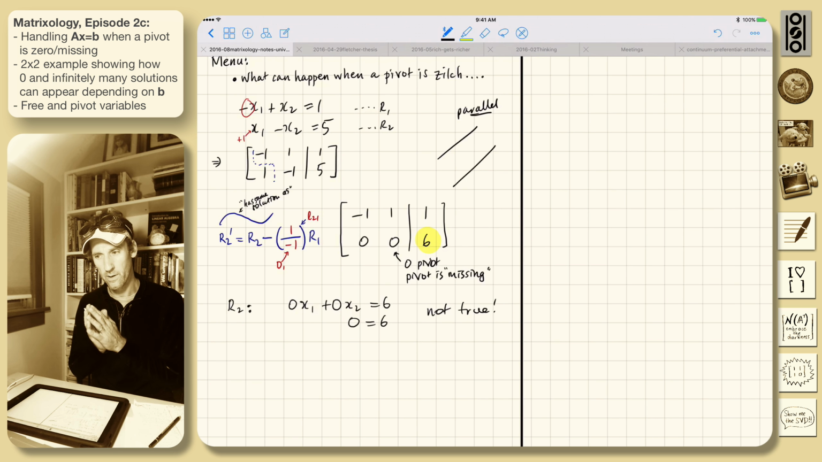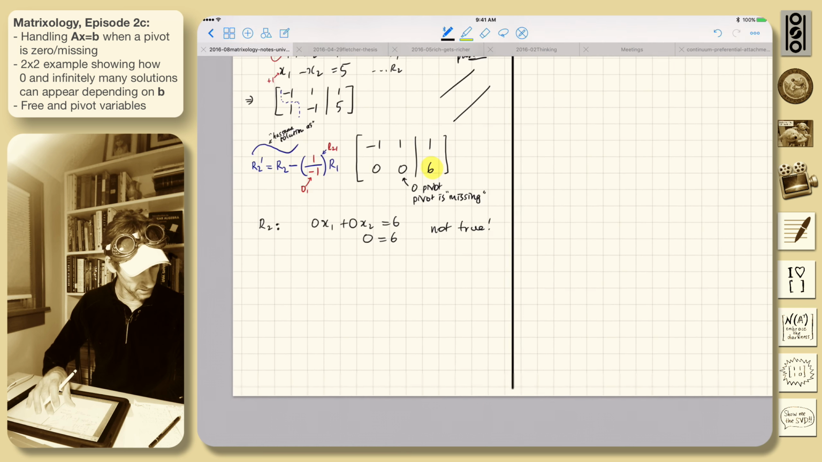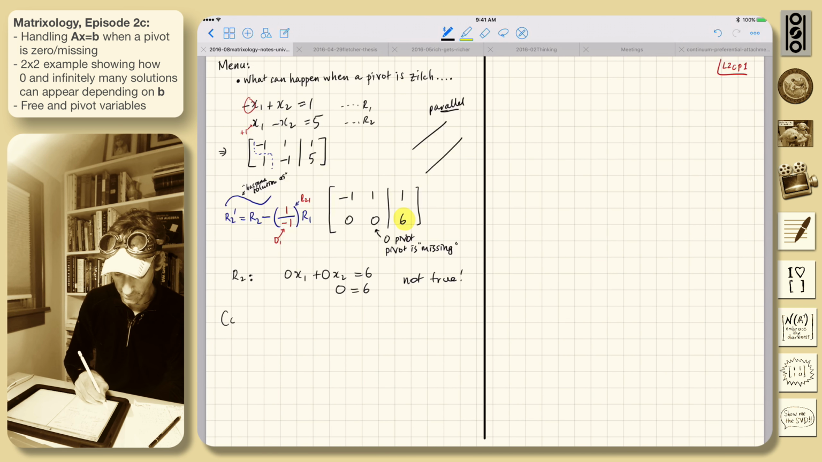That's the line version. Let's look at the column picture.